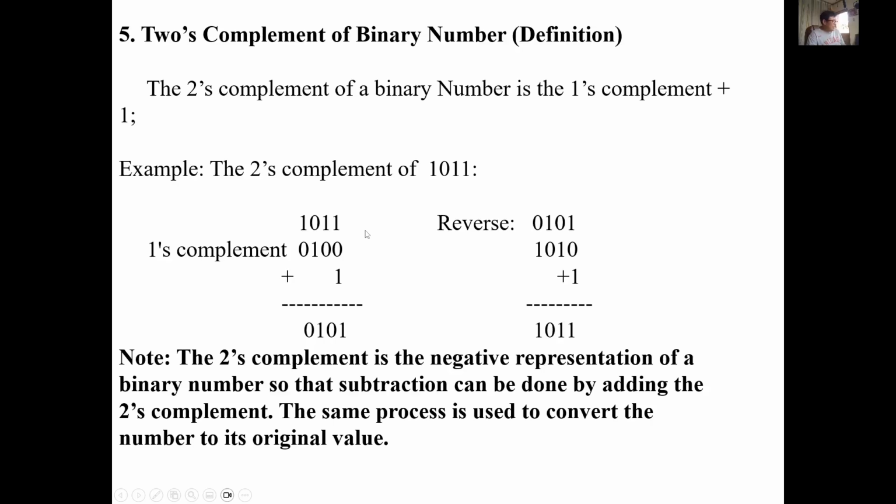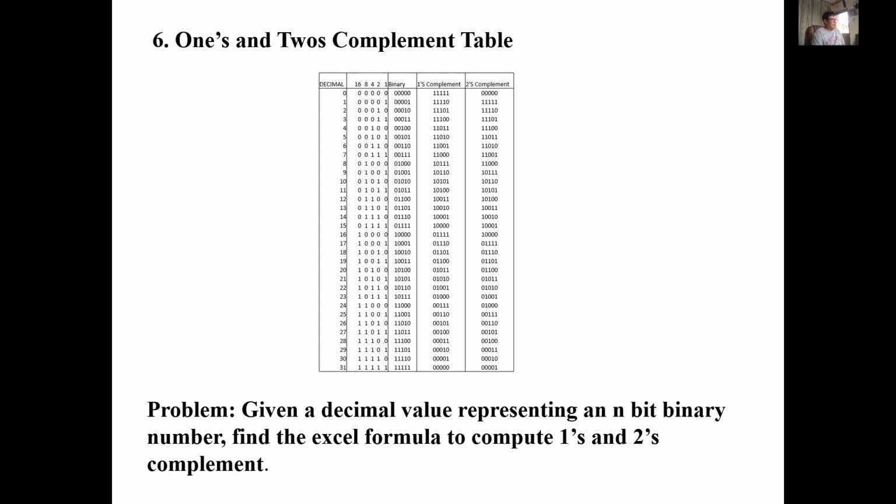So remember that the two's complement is the negative representation of a binary number, because in order to subtract, we will convert the subtrahend into two's complement and perform addition. Only addition is supported by hardware. Even ALUs and FPUs can only do addition. However, they can perform subtraction by converting the subtrahend into its two's complement form.